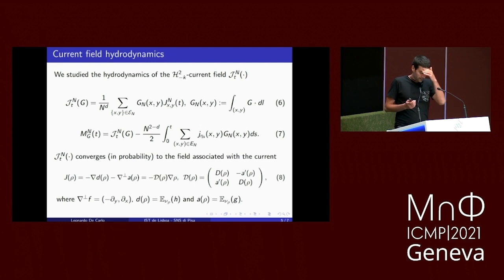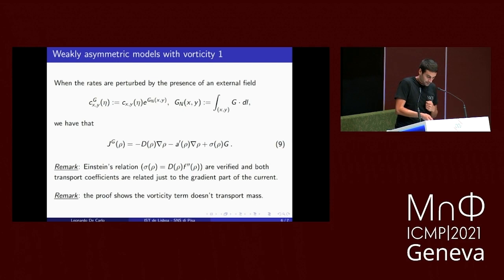Where the A of rho are obtained by proving a local equilibrium with respect to the stationary measure nu of rho. Okay, the other thing that happens is that when I consider a perturbed rate with an external field, namely a weakly asymmetric model, the Einstein relation is verified, and both the transport coefficients D of rho and sigma of rho, namely the mobility matrix and the diffusion matrix, will be related only to the gradient part.